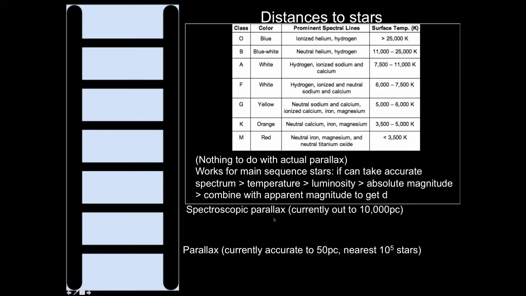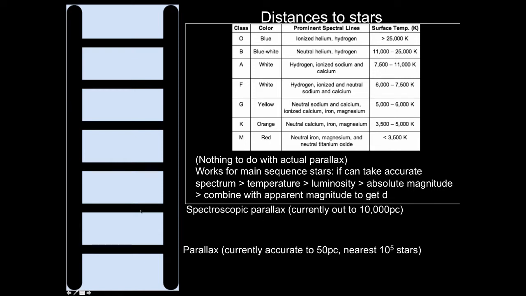This technique is known as spectroscopic parallax. Spectroscopic because we start off by measuring accurately the spectrum of the star, the absorption lines present. It actually has nothing to do with parallax. So don't get confused with the term spectroscopic parallax. It has nothing to do with actual parallax. We can take accurate spectra of stars within our own galaxy, so out to a distance of about 10,000 parsecs. So that greatly increases the range which we can measure stars over, from 50 to 10,000 parsecs.